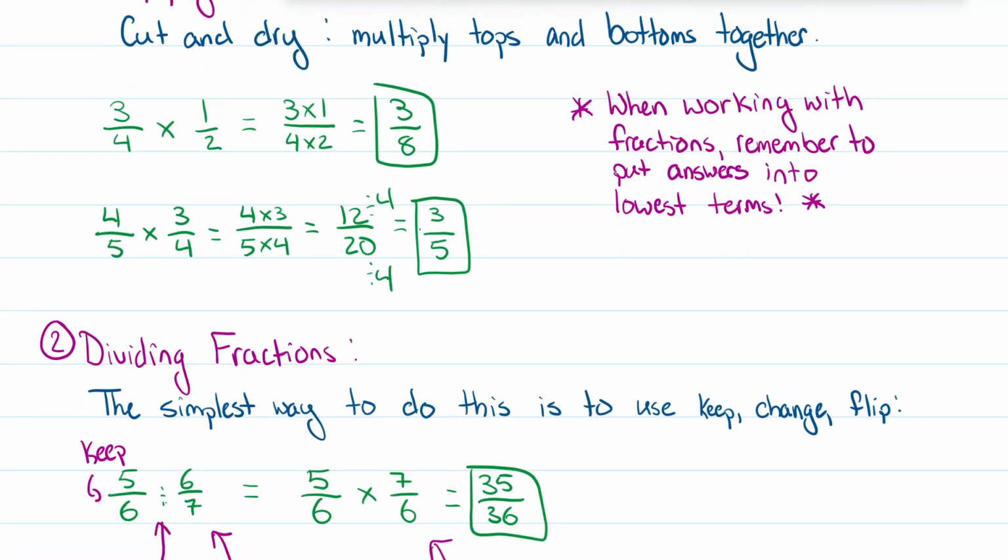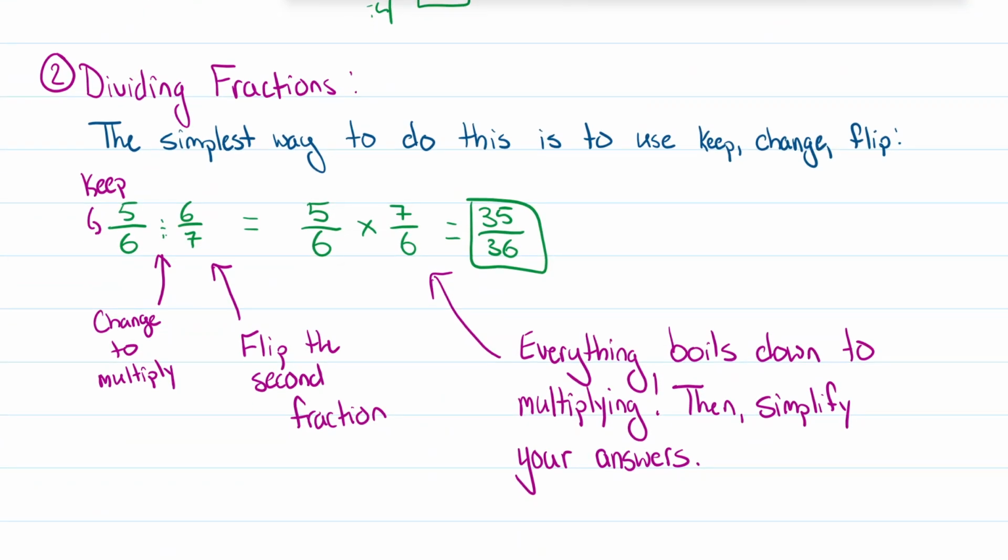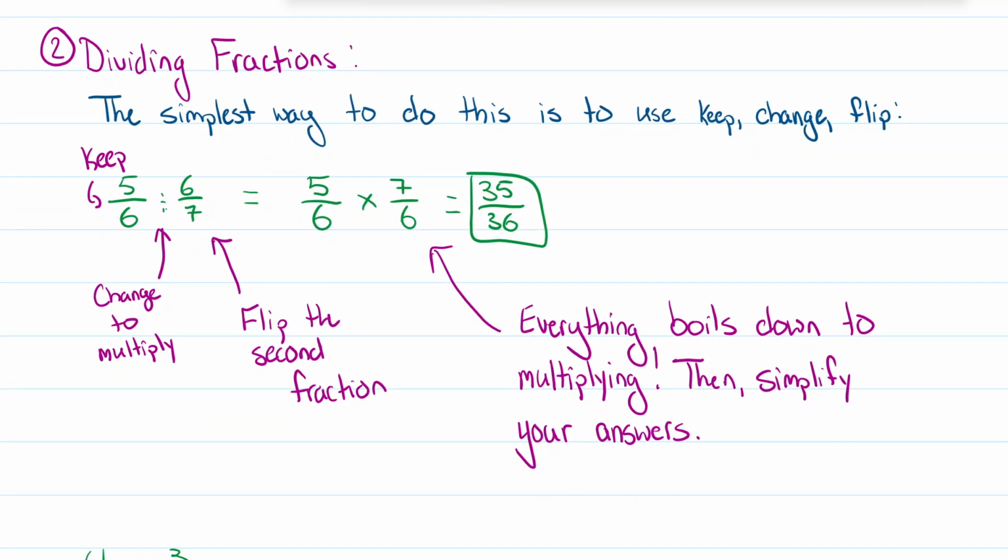Now, dividing fractions comes right down to multiplying fractions again. The way we do it is we use a process called keep, change, flip. It's the simplest, easiest way to do it. You multiply by something called the reciprocal, or the opposite fraction. What we do is we keep the first fraction the same. So with 5/6 divided by 6 over 7, we're going to keep this the same. We're going to change our sign to multiply, and we're going to flip our second fraction.